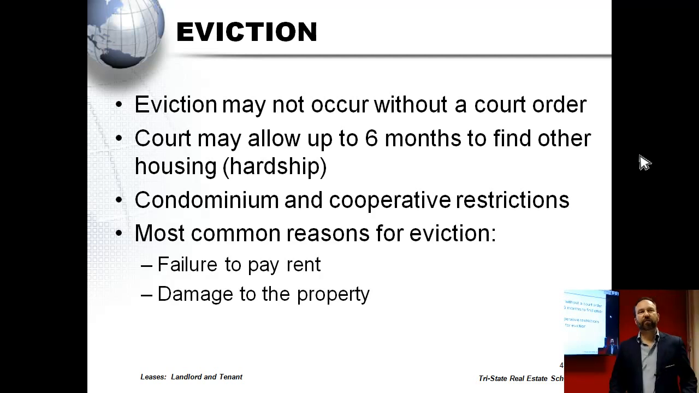Condominium and cooperative restrictions also apply. So if you have a rental property that's in a condominium association or cooperative, there may be some restrictions as far as whether you can lease it or not. Definitely want to check that out before you purchase it as an investment property. And again, the most common reasons for eviction would be non-payment of rent and damage of the property. Now, I had to evict a tenant for failure to allow quiet enjoyment.